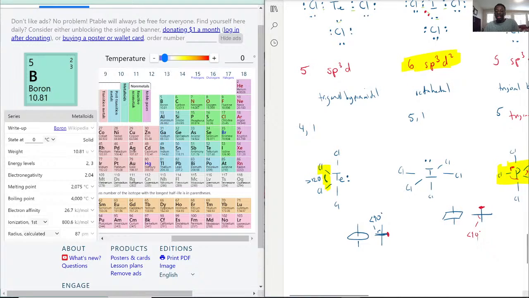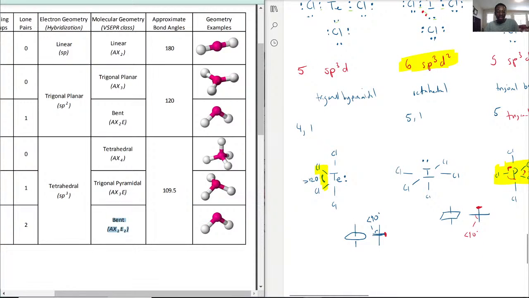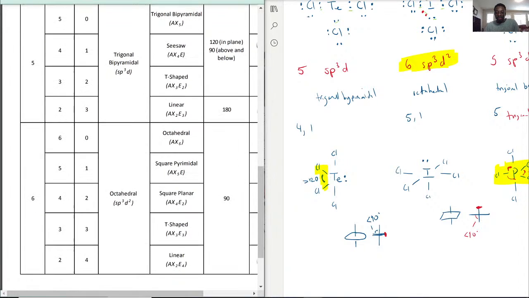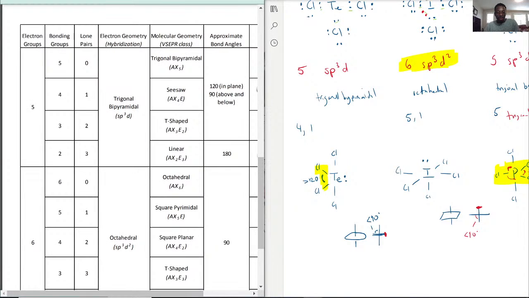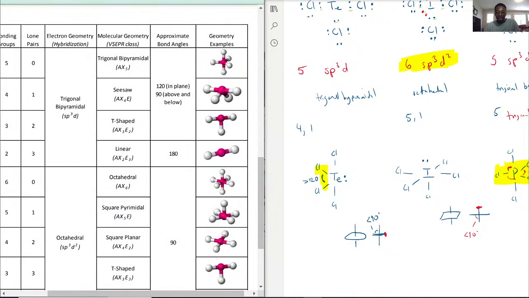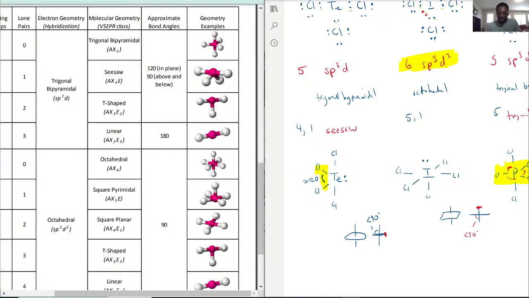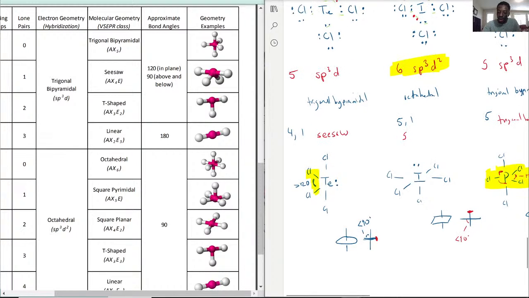But let's actually see their names, which is why we have the VSEPR sheet here, ready for us. As you can see, if we scroll all the way down, trigonal bipyramidal with a 4:1 ratio is a seesaw. Okay, and that is actually what we got, at least from what we drew. And 5:1 is a square pyramidal, which we got too. Nice. So square pyramidal.